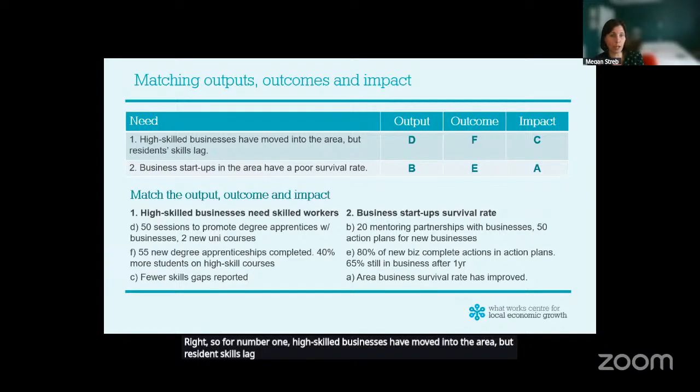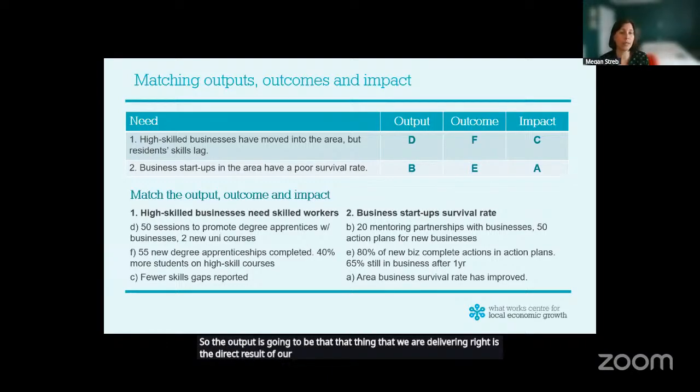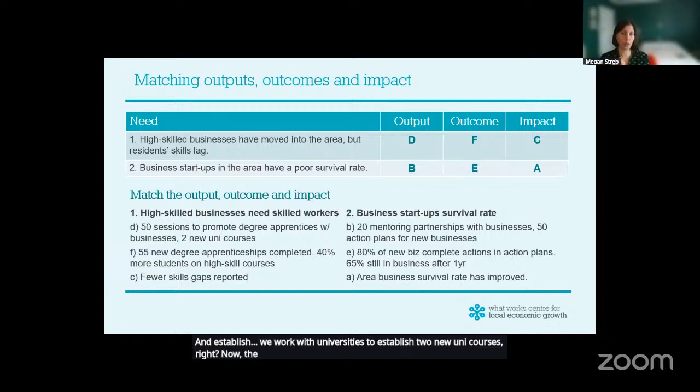So the output is going to be that thing that we are delivering, the direct result of our activities. And so in this instance, it is D, that 50 new sessions. We delivered 50 sessions to promote degree apprentices with businesses, and we worked with universities to establish 2 new university courses. Now the outcome, that change that we want to see, is going to be F.